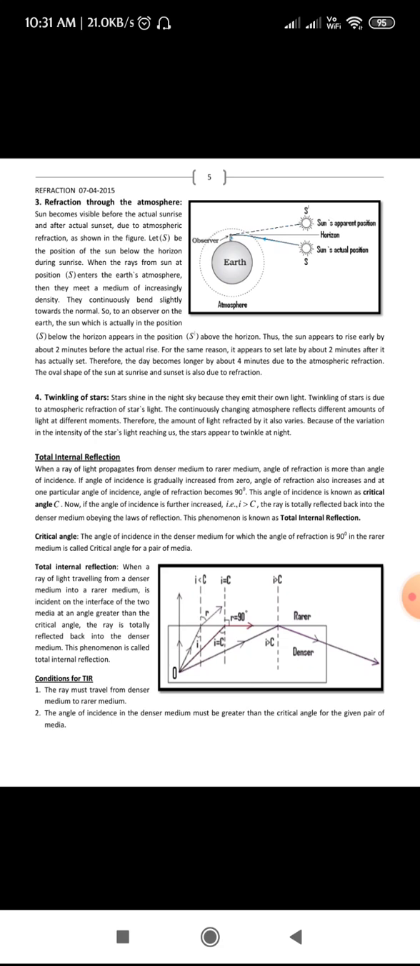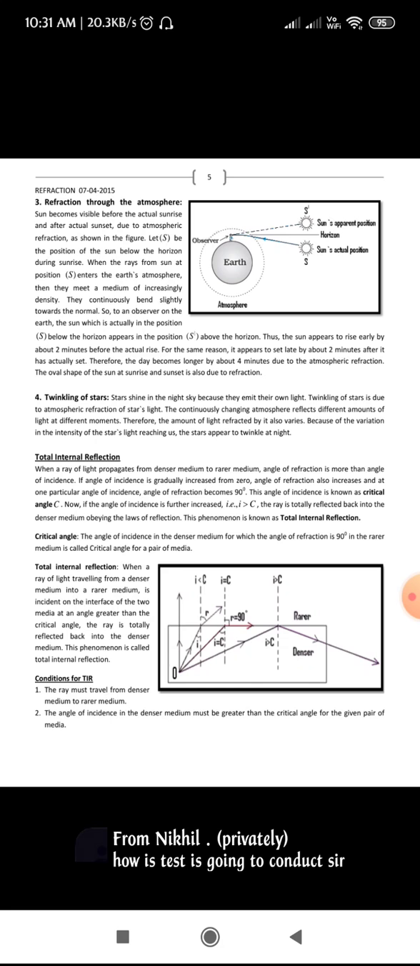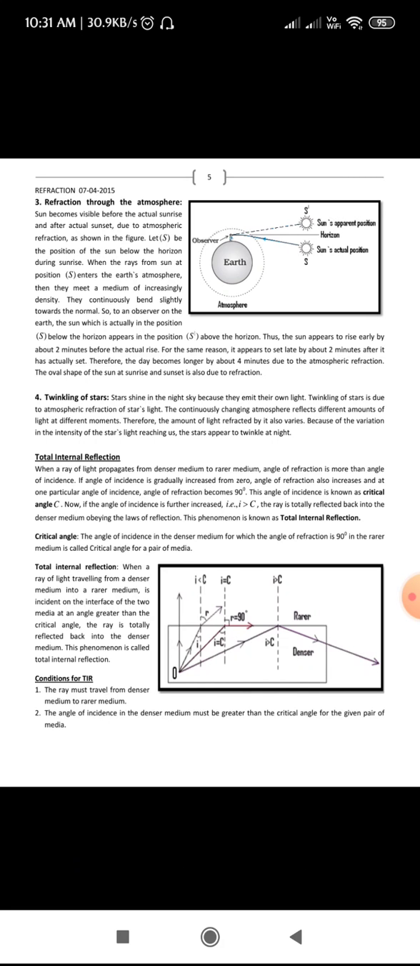As I said, some of the questions in the test you may get from the questions which I have sent in the group, but not all the questions. Yeah, Nikhil, how is the test going to be conducted, sir?